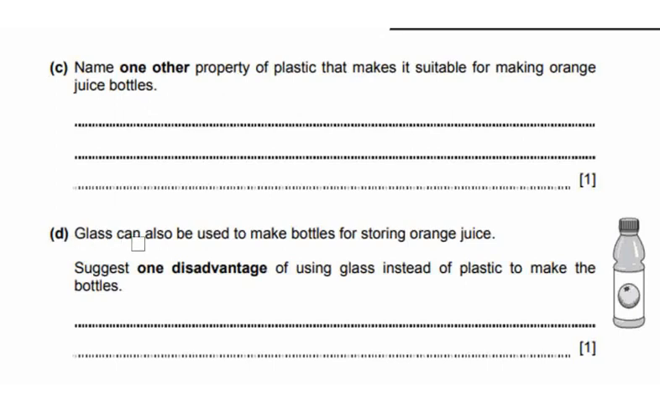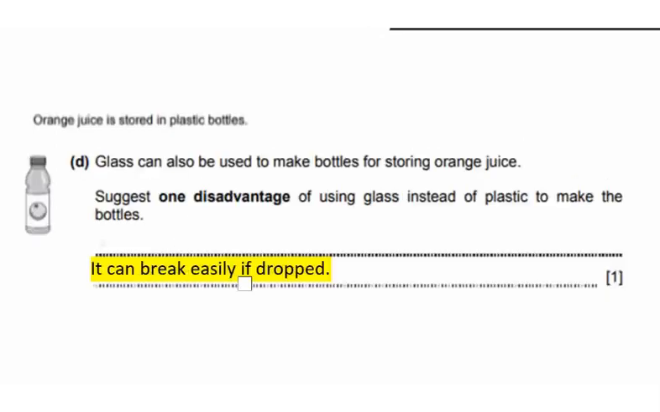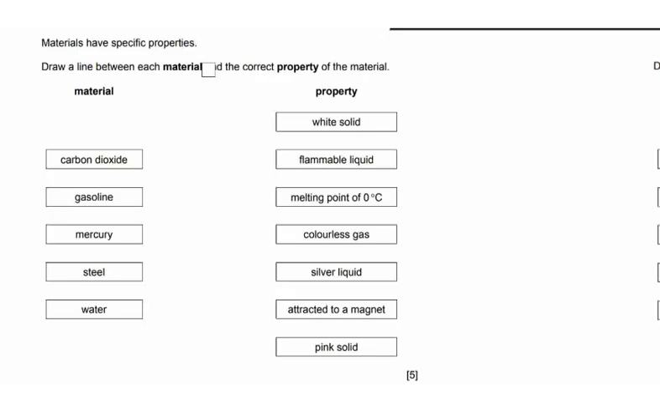Question D. Glass can also be used to make bottles for storing orange juice. Give just one disadvantage of using glass instead of plastic to make the bottles. The answer is it can break easily if dropped if you use a glass bottle. The last question for today.